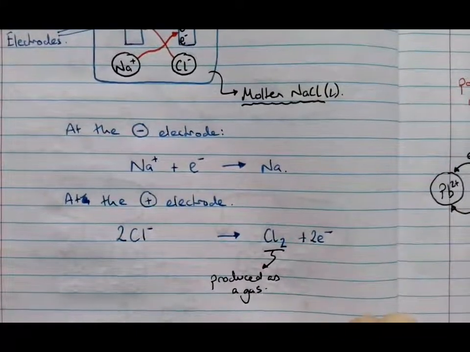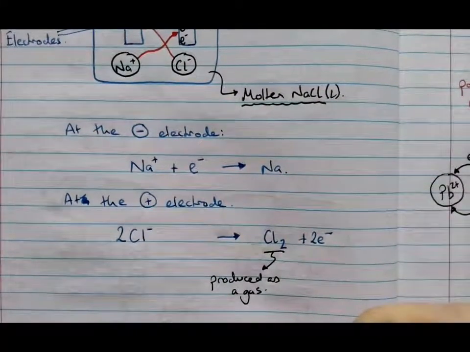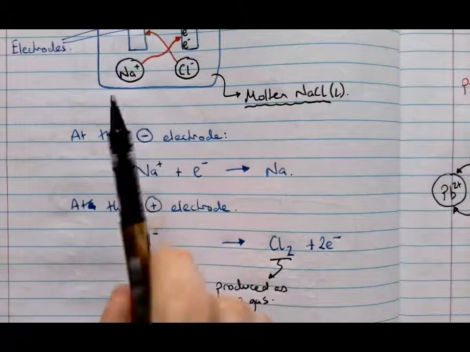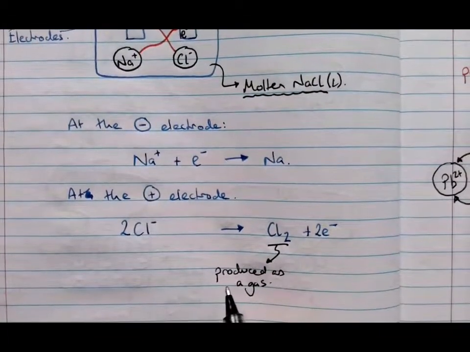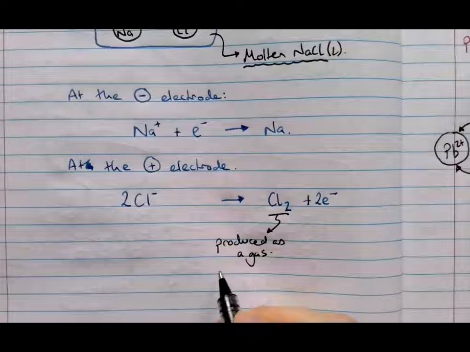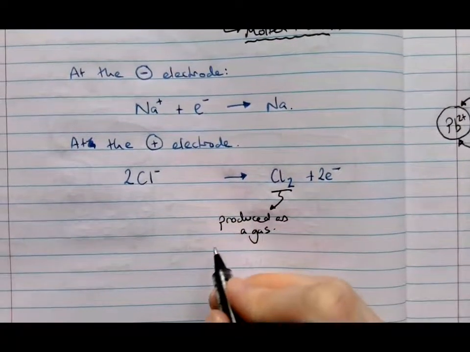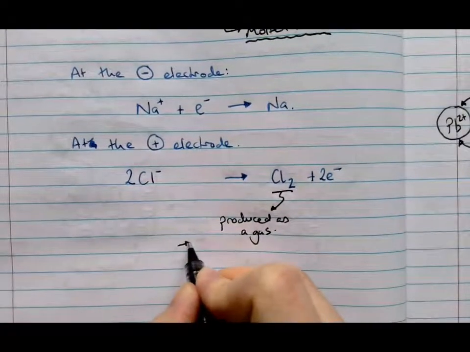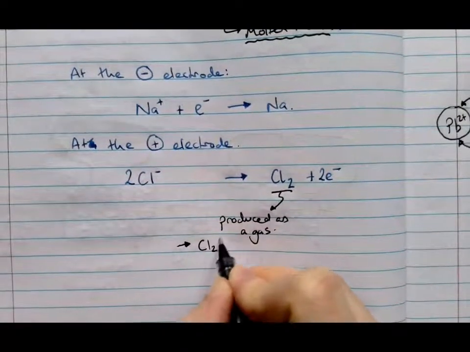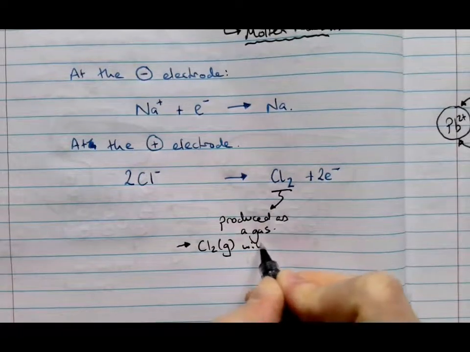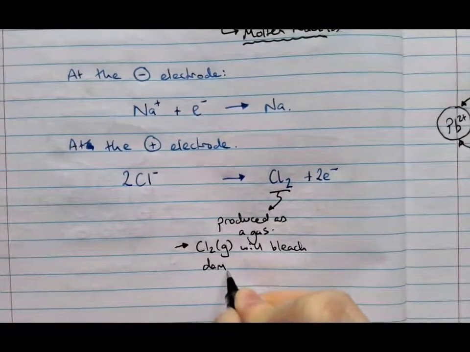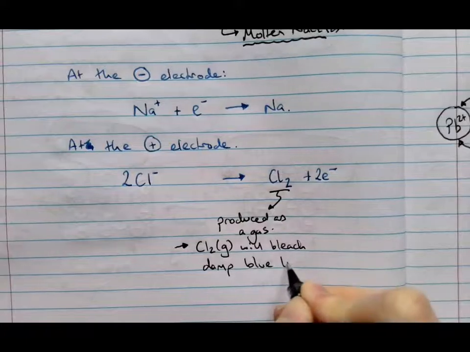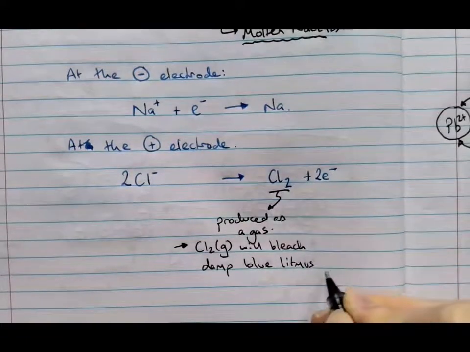The test is that if you take a piece of damp blue litmus paper, Cl2 gas will bleach damp blue litmus paper. And when I say bleach, what I mean is it will remove the colour from it. Whenever we talk about bleaching something, we just mean remove the colour.